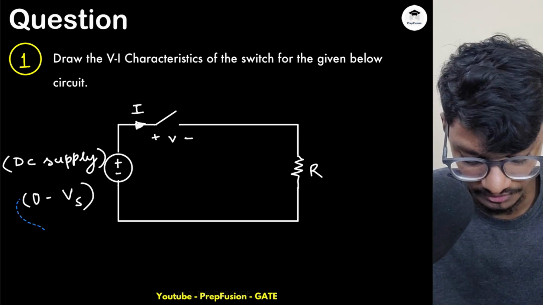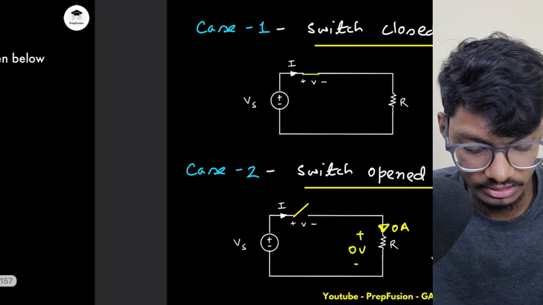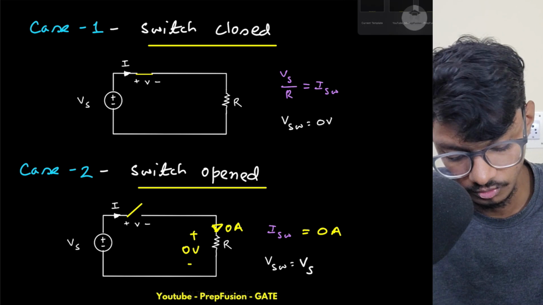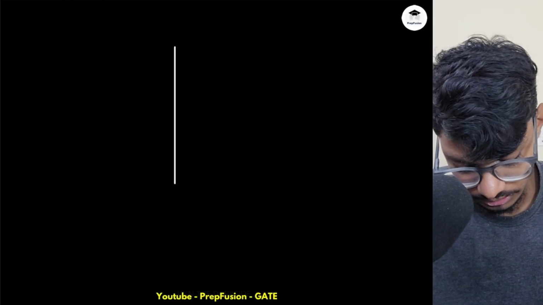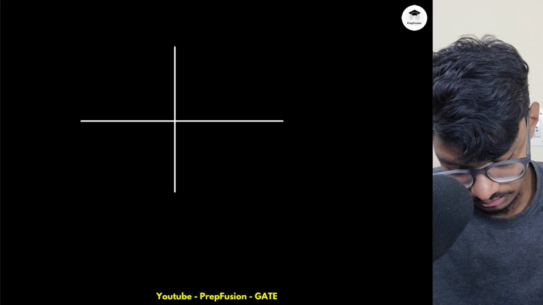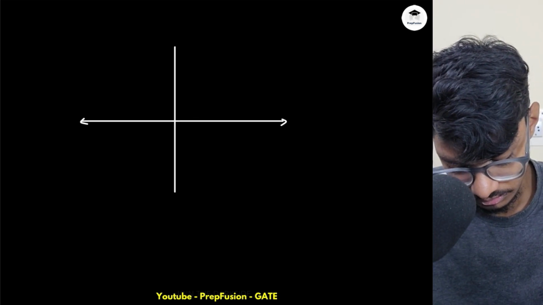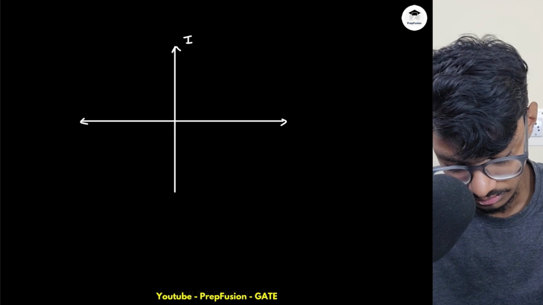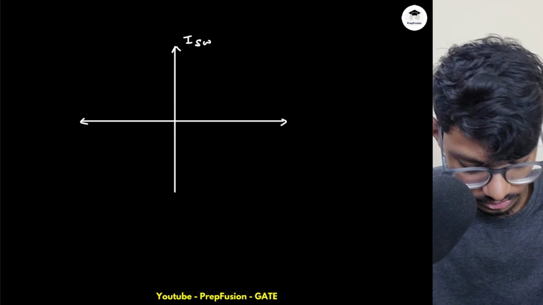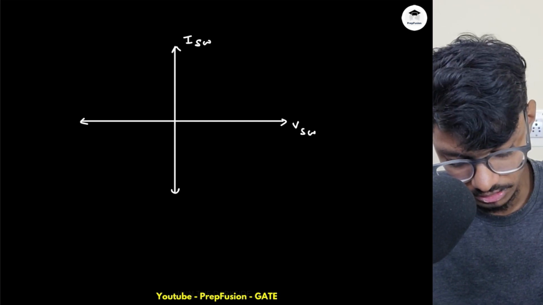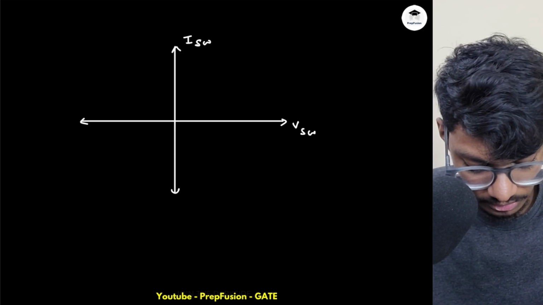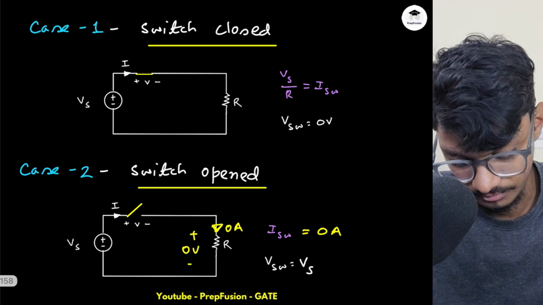This varies from 0 to Vs, basically the maximum voltage. So how will the IV characteristics of my switch look like? So this time, draw here I switch and V switch. It will look something like this, where it is varying from 0 to Vs.